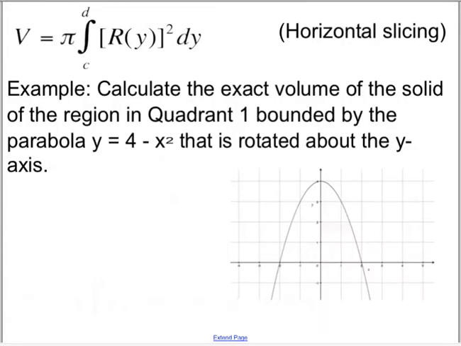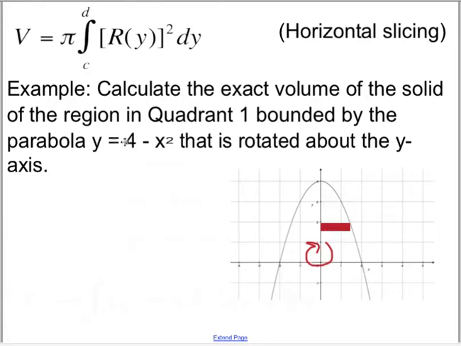So an example using horizontal slicing, it says to calculate the exact volume of the solid of the region in quadrant 1 that's bounded by the parabola y equals 4 minus x squared that is rotated about the y-axis. So now we're taking the area, this is just in quadrant 1, so this right half of this parabola, and we're going to revolve it around the y-axis. So our slices are going to be perpendicular to the axis of revolution, and so this is why we're going to use a horizontal slice.